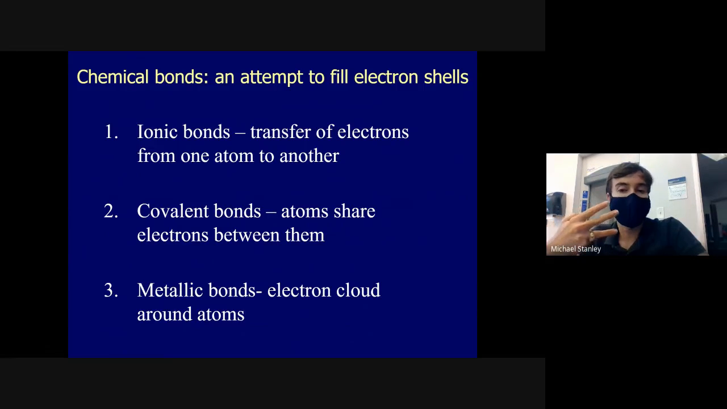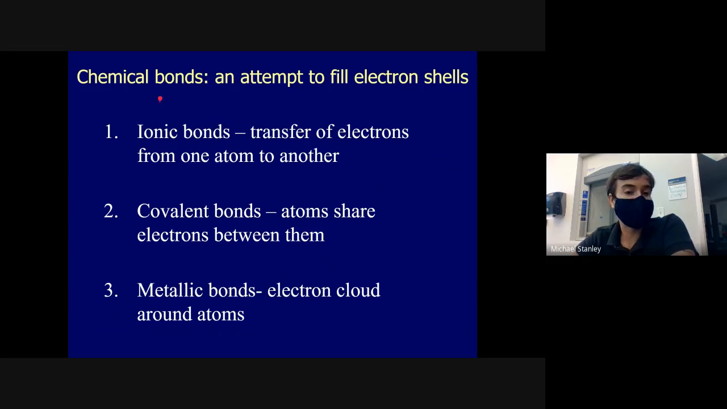So there are 3 different types of chemical bonds, but really only 2 major ones that we're going to focus on today. So today we're really going to look at ionic bonds and covalent bonds. Metallic bonds we'll talk about briefly, but they're not really important for the stuff that we're going over. But ionic bonds and covalent bonds, these guys are what we're really focusing on.